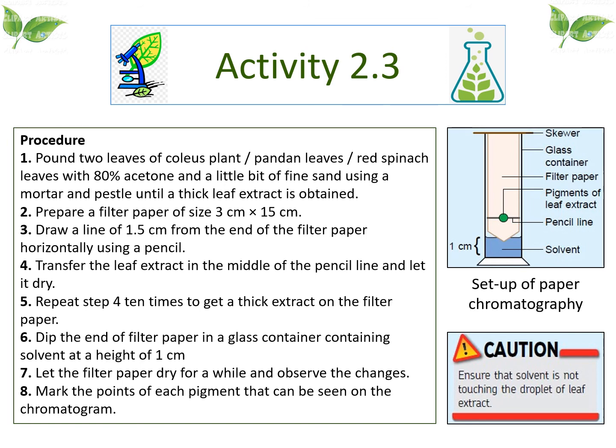Number 6. Dip the end of the filter paper in a glass container containing solvent at a height of 1 cm. Number 7. Let the filter paper dry for a while and absorb the changes. Number 8. Mark the point of each pigment that can be seen on the chromatogram. So this is the setting of the paper chromatography: skewer, glass container, filter paper, pigment of leaf extract, we put it here. This is the pencil line as an indicator where we start the measurements, and this is the solvent.